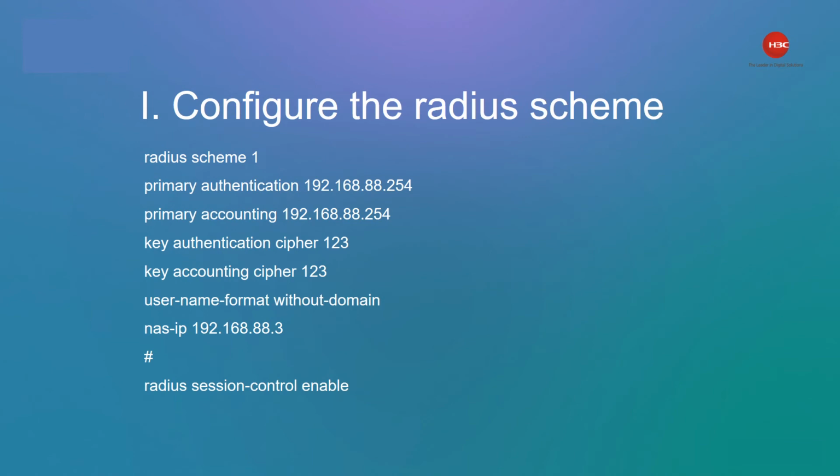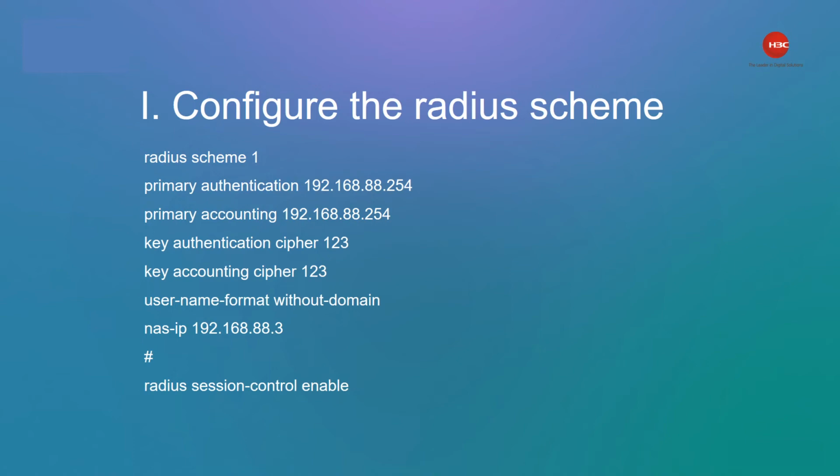After ensuring that the route between the terminal, the access device, and the server is reachable, we then perform the following configuration. To configure the RADIUS scheme, configure the RADIUS server address, and set the main authentication and the main accounting server and its communication password at the same time. The username sent to the RADIUS server must not carry the ISP domain name.